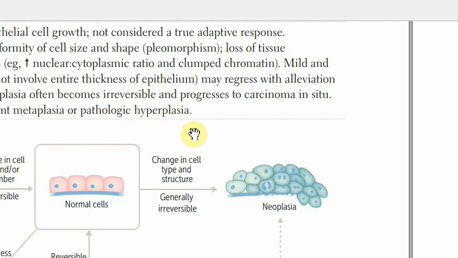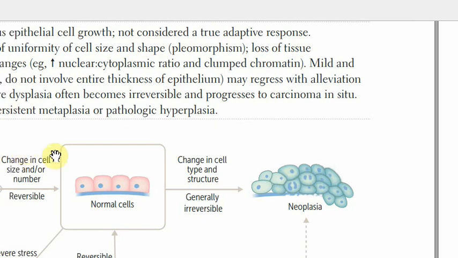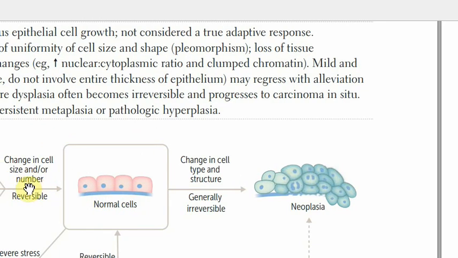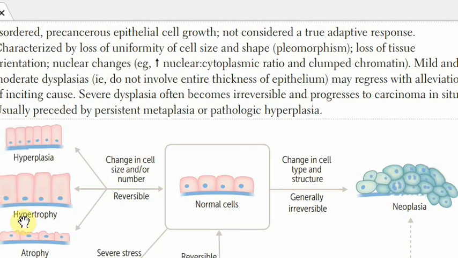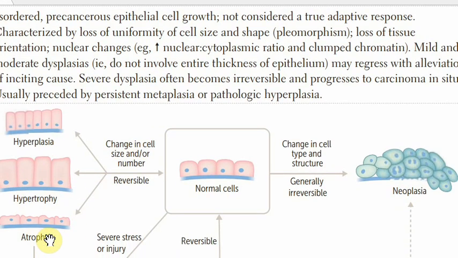So if someone has metaplasia or hyperplasia, it can become cancer. You have to know this. So let's take a look here. If you have a normal cell and it increases in number, if it's only in number, that's hyperplasia. If it's in size, it's hypertrophy. If it decreases in size, it's atrophy.